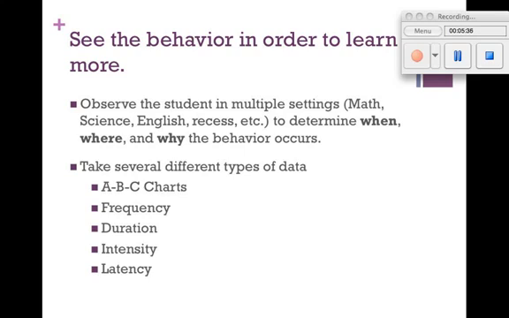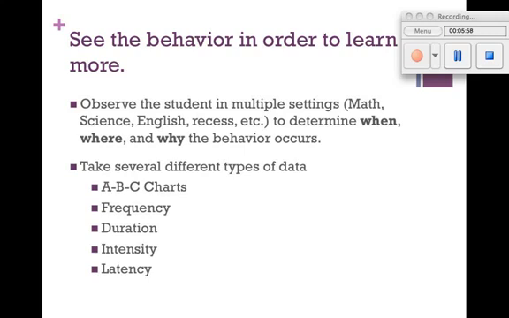In a formal FBA, you want to do 10 consecutive days of observations for about 20 to 30 minutes at a time, and in various settings. There may be some settings in which the behavior doesn't occur at all, and other settings in which the behavior occurs a lot, and you want to figure out why that is.